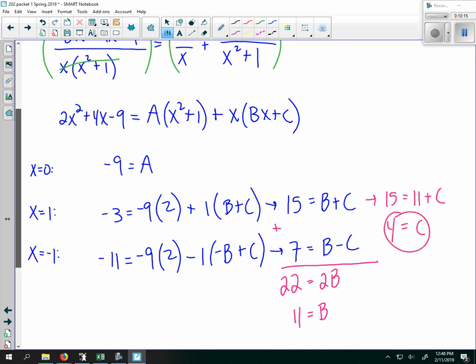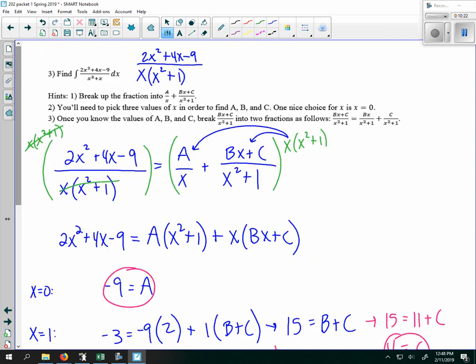So I have my 3 values of A, B, and C. I can go back up here and replace A, B, and C with the numbers. Then I still have to break up Bx plus C, but I'm going to do that next. Okay, so I'm going to go on to a new page and just copy this.